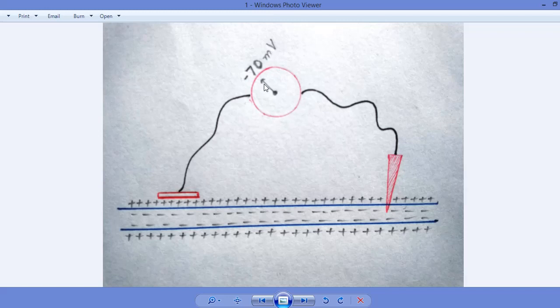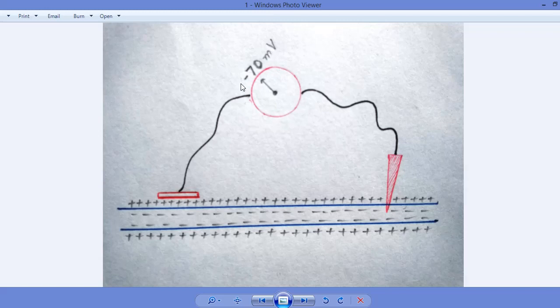This will show minus 70 millivolt. This minus 70 millivolt shows that this neuron is at resting position, and this electric potential is the resting membrane potential. This minus 70 millivolt is the resting membrane potential, in which the internal environment is minus 70. This shows the voltage of the internal environment. It does not show the voltage of the external environment. It shows the charge or electric potential of the internal environment, which is minus 70.